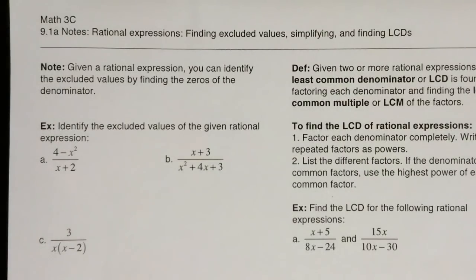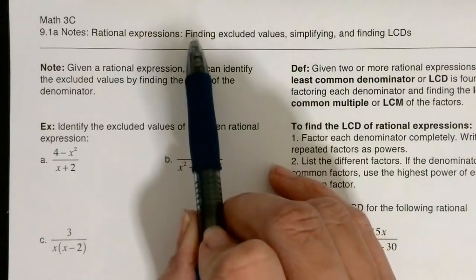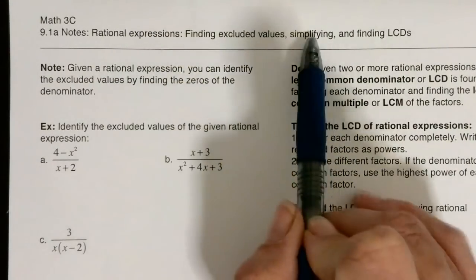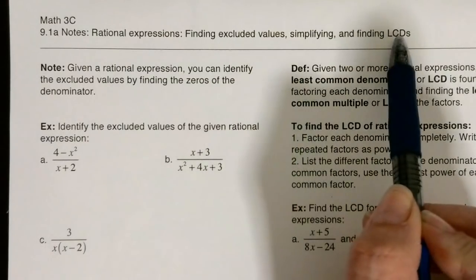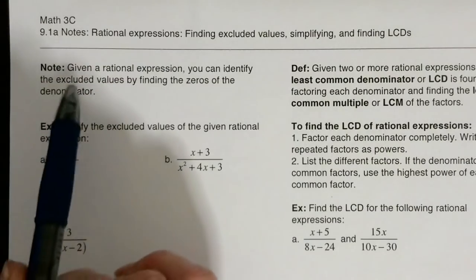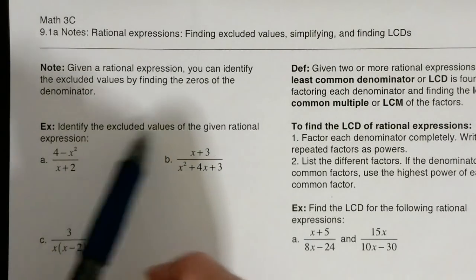Okay guys, today we are going to be doing some work with rational expressions. So we're kind of laying the foundation for stuff we're going to do later in the chapter. So we're really going to focus on how to find excluded values, how to simplify, and how to find LCDs. So we're going to start with excluded values.